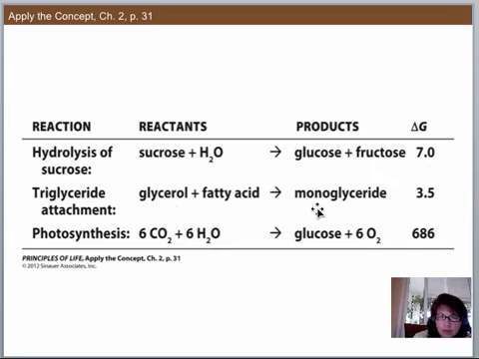And then triglycerides, the attachments that are to glycerol to make a fat, glycerol plus a fatty acid makes a monoglyceride. That has a delta G of 3.5. And then again, we'll discuss whether that's a plus or a minus in class.